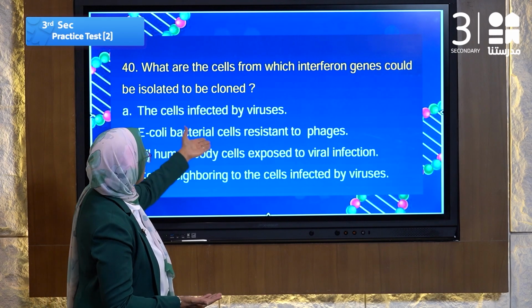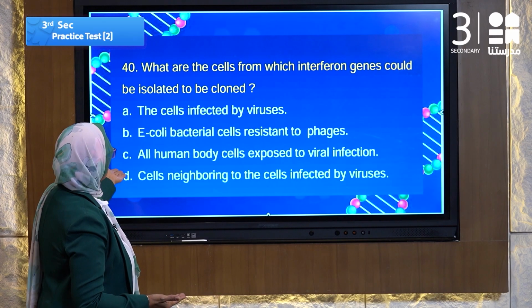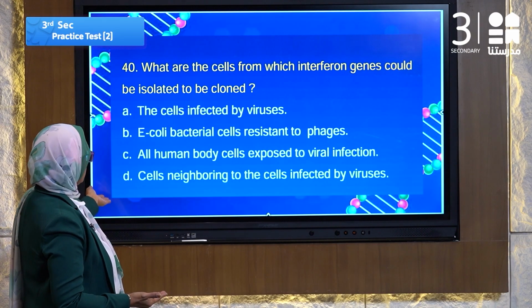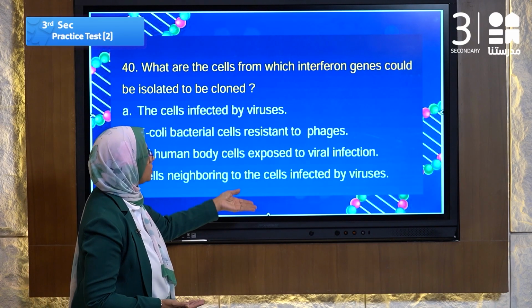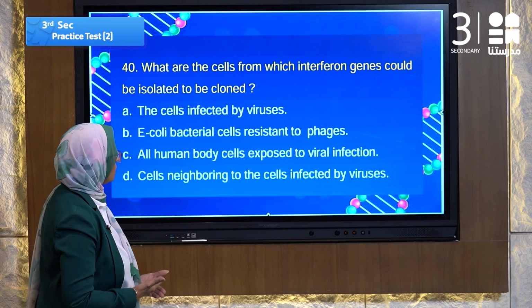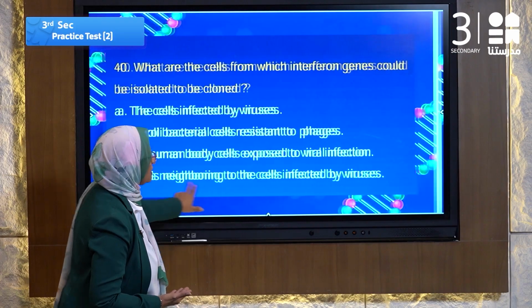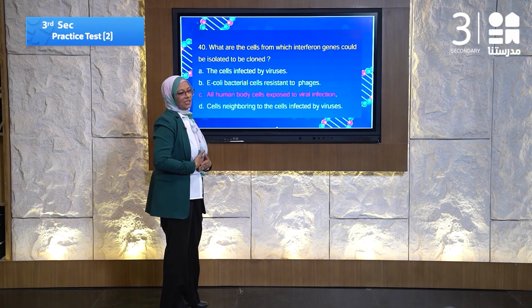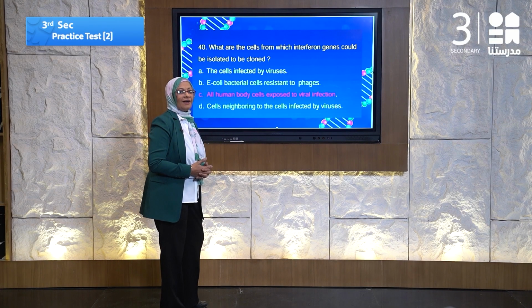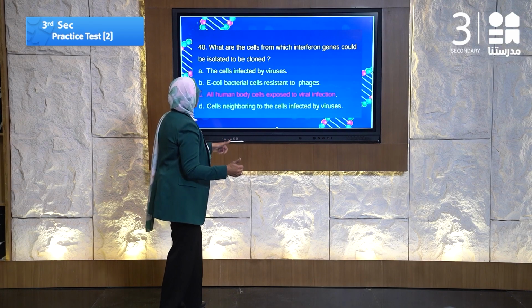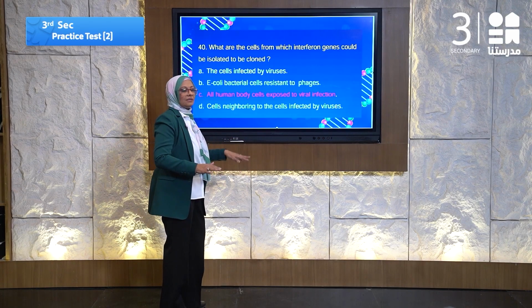A, the cell infected by virus. B, E. coli bacteria cells resistant to vaccines. C, all human body cells exposed to viral infection. D, cells neighboring the cells infected by virus. Yes, all human body cells exposed to viral infection. I will cheat, I go to the answer without the explanation. Yes, that's good.